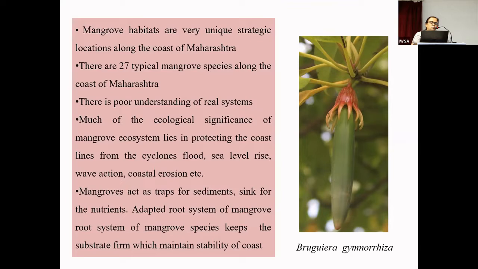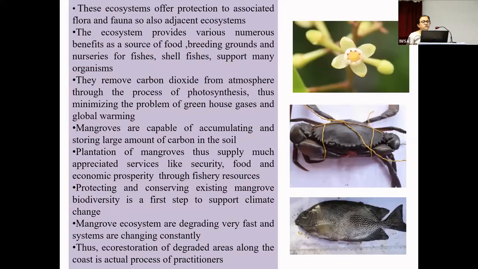They lie in protecting the coastlines from cyclones, floods, surges, sea level rise, wave actions, and coastal erosion. They trap sediments, sink nutrients, and also store and accumulate large amounts of carbon. These ecosystems also support the adjacent flora and fauna like corals, seagrasses, salt marshes, seaweeds, and other ecosystems too.